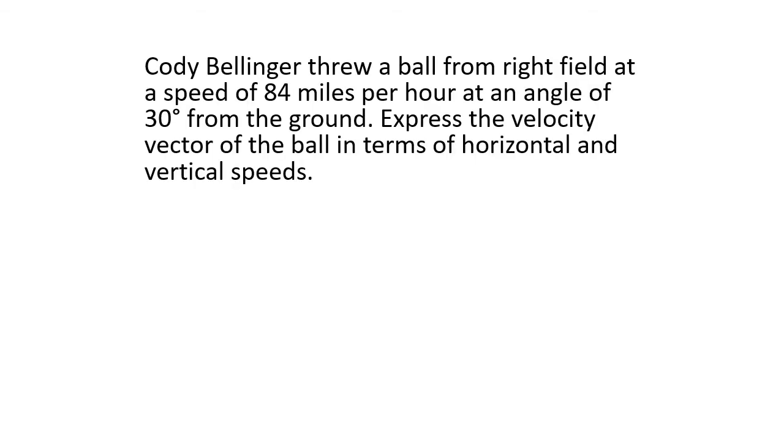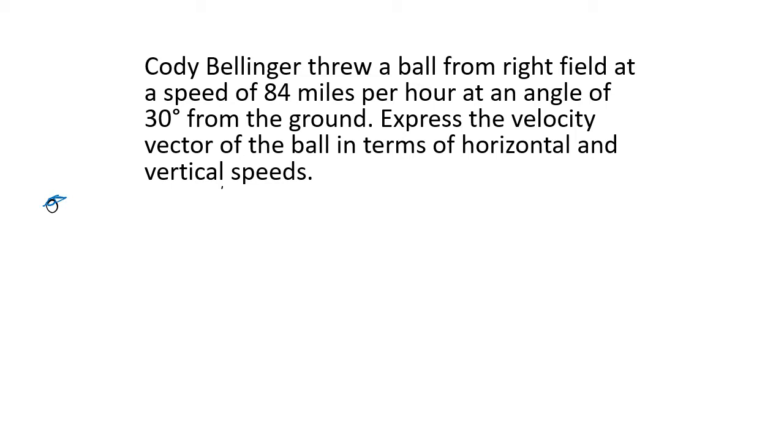Right, Cody Bellinger threw a ball from right field at a speed of 84 miles per hour at an angle of 30 degrees from the ground. Express the velocity vector of the ball in terms of the horizontal and vertical speeds. Okay, maybe a quick diagram would be good here. So, Cody Bellinger on the Los Angeles Dodgers.